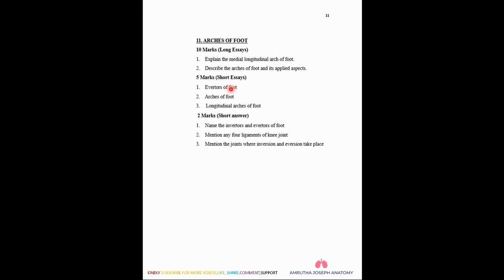Longitudinal arches of foot. 2 marker, name the invertors and evertors of the foot. So just name the invertors and evertors. That's it. Mention any 4 ligaments of knee joint. Just write the ligaments name. Don't detail. Detailing is not required because it is only 2 marker or 3 marker. Mention the joints where inversion and eversion takes place. So just mention the joints. So here I'm requesting you to not explain the things, write in points here in 2 markers.